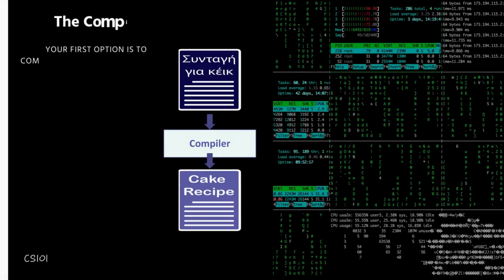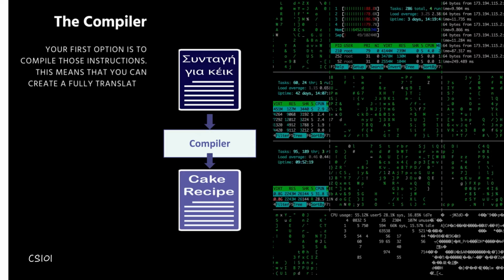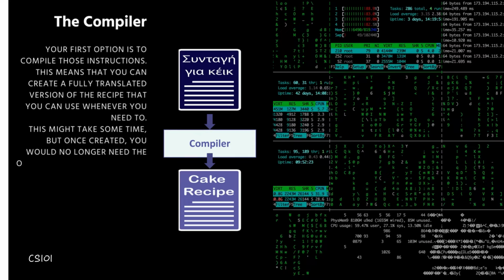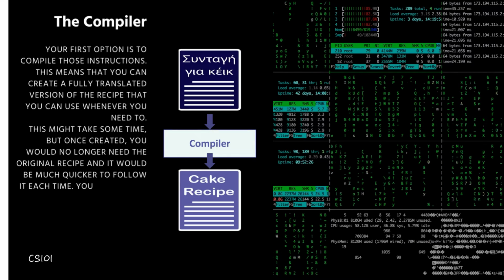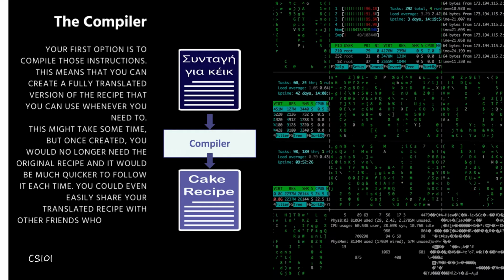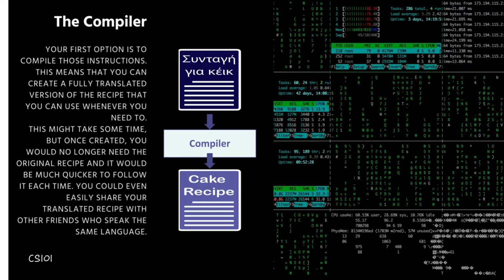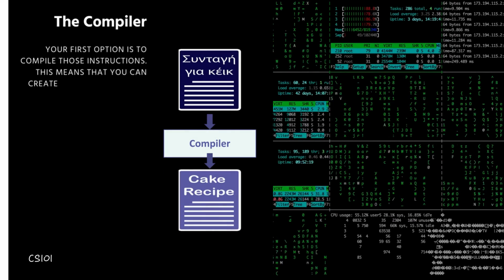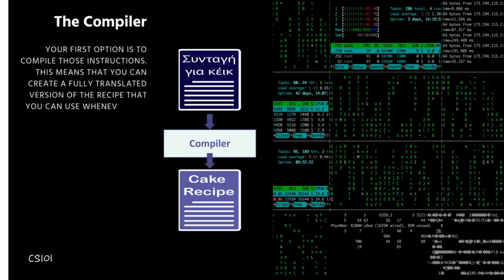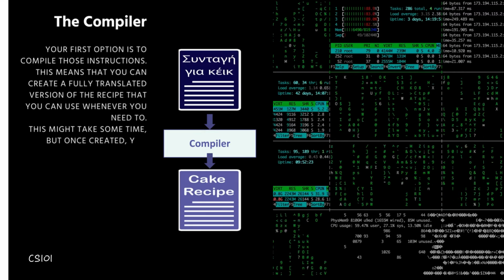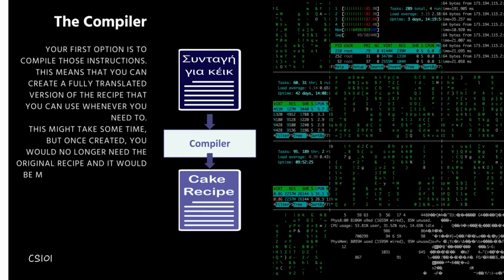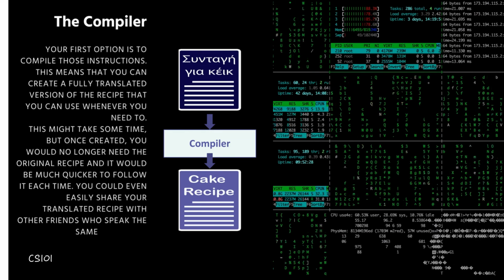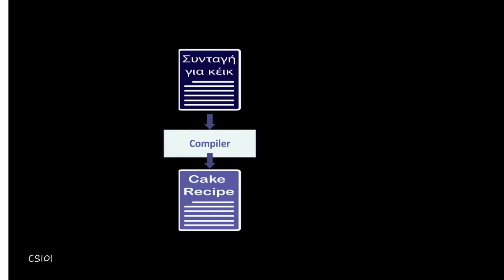Imagine that you have been given a cake recipe that has been written in a language that you don't understand. To help you follow the recipe, you are going to need to translate the instructions. Your first option is to compile those instructions. This means that you can create a fully translated version of the recipe that you can use whenever you need to. This might take some time, but once created, you would no longer need the original recipe and it would be much quicker to follow it each time. You could even easily share your translated recipe with other friends who speak the same language.